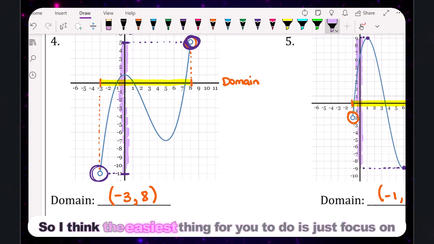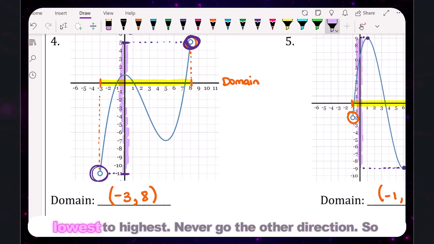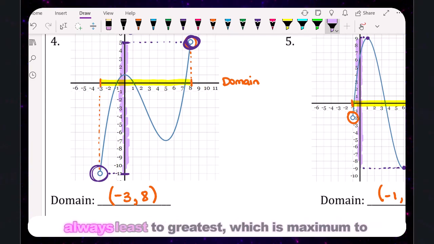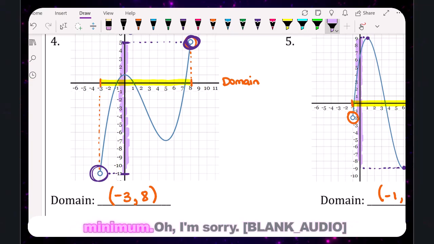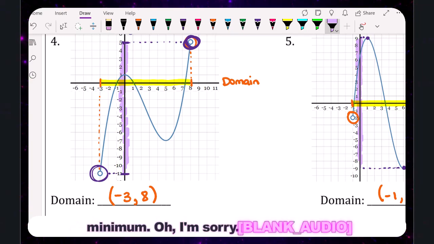So I think the easiest thing for you to do is just focus on lowest to highest, never go the other direction. So always least to greatest, which is maximum to minimum. Oh, I'm sorry, minimum to maximum.